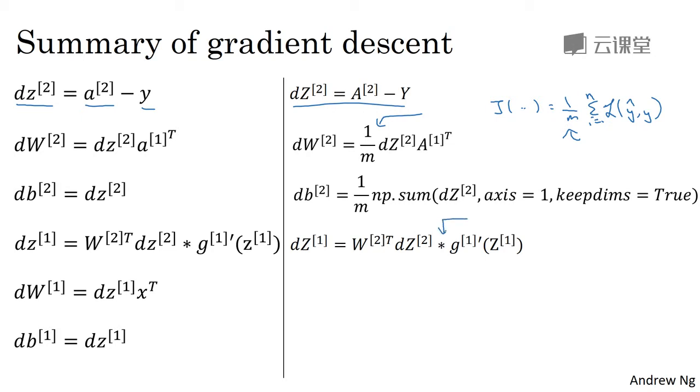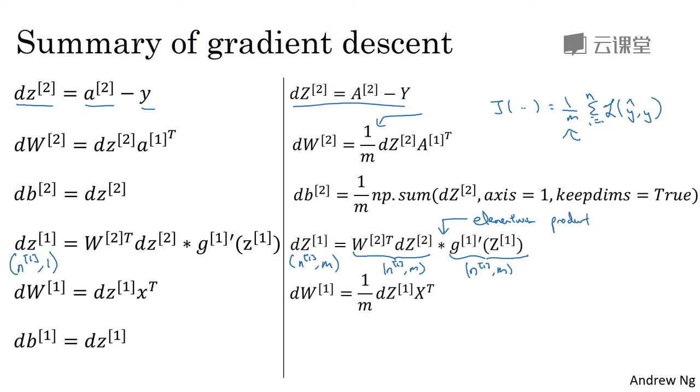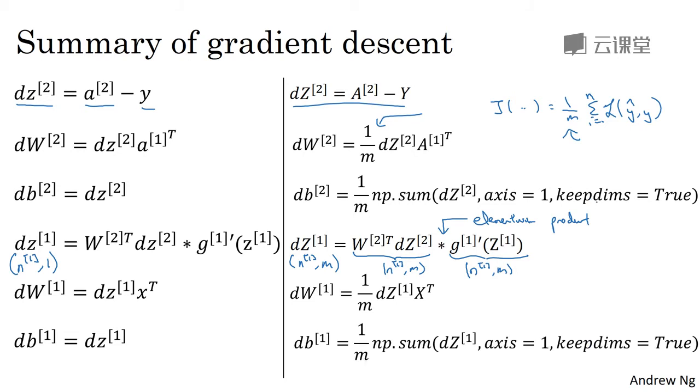Once again, this is an element-wise product. Only whereas previously, we saw on the previous slide that this was an n1 by 1 dimensional vector, now this is an n1 by m dimensional matrix. And both of these are also n1 by m dimensional. And so that's why that asterisk is an element-wise product. Right? And then finally, the remaining 2 updates perhaps shouldn't look too surprising.